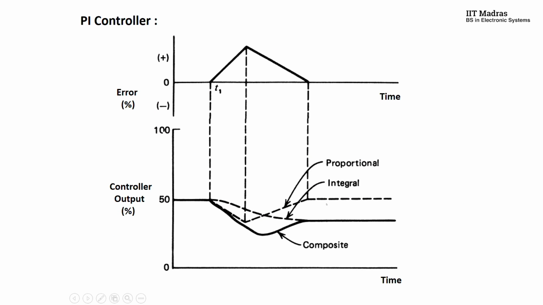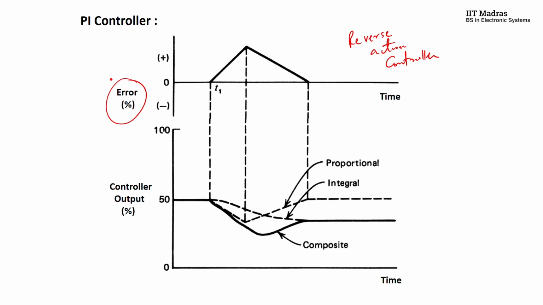Now, if you look at this graph, this is a reverse action controller. As I told you, reverse action controller means that if the error increases, the control output should decrease. Direct action means if error increases, the control output will also increase. There could be situations in both ways. So in this case, the plot here is shown.